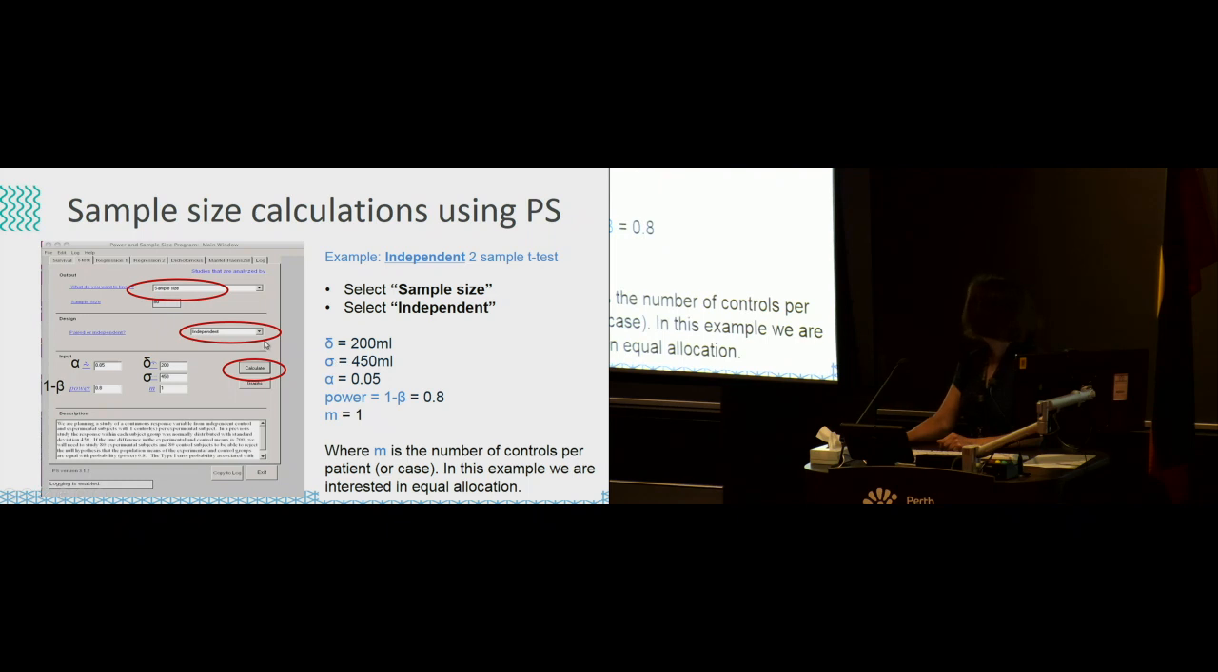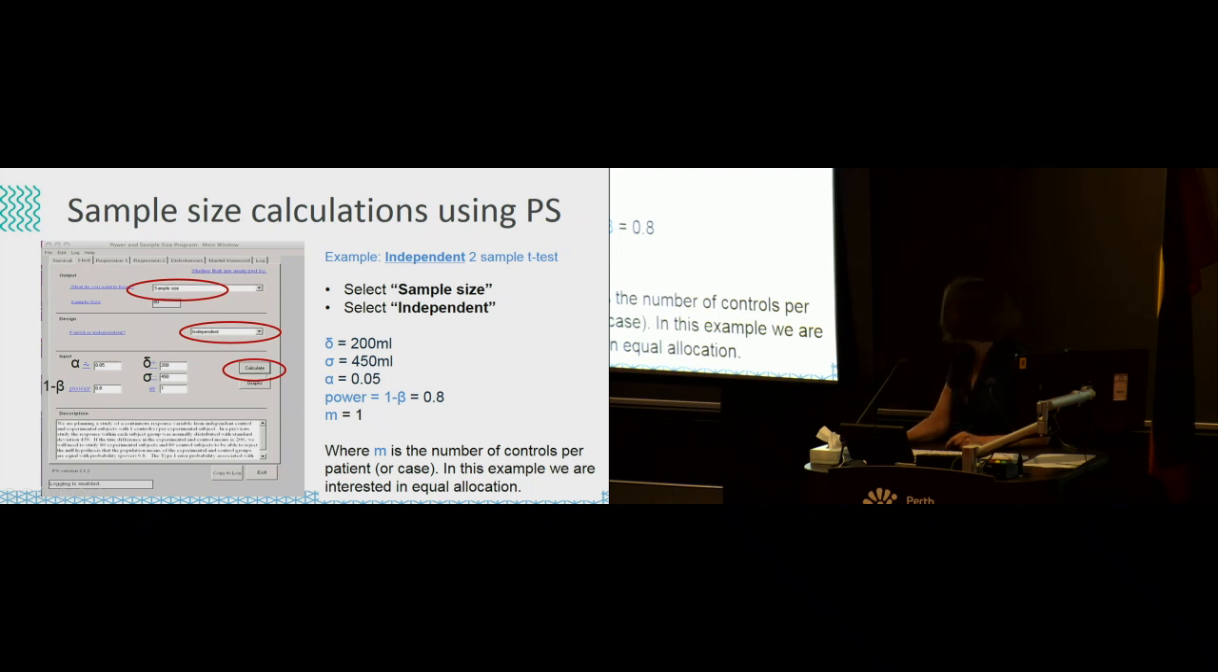So from the drop-down menu here, and then entering all the numbers that we've just used in the previous example. I've put in a significance level of 0.05. I've entered a power. Is the mouse showing? It is. I've entered a power of 80% or 0.8. I've put in a difference of 200 and a standard deviation of 450. And then you just click on the button, calculate.